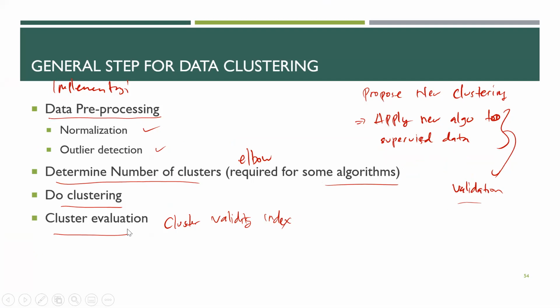If you choose a benchmark dataset, most of them already give us the correct number of clusters and the correct answer, so we can compare our result with the real result. But if you want to apply it to your real data, we don't know the result, so cluster evaluation and cluster validity are very important.